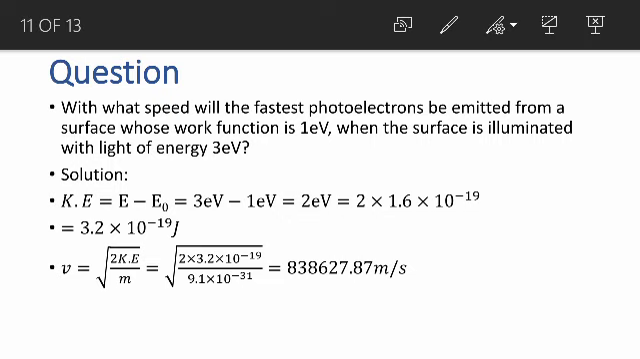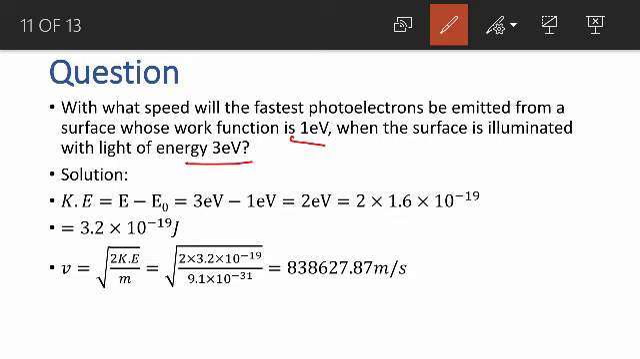That leads us to another question here. It says, with what speed will the fastest photoelectrons be emitted from the surface whose work function is 1 electron volt when the surface is illuminated with light of energy 3 electron volts? Okay, now in this case we are given the work function and we are also given the energy of light.